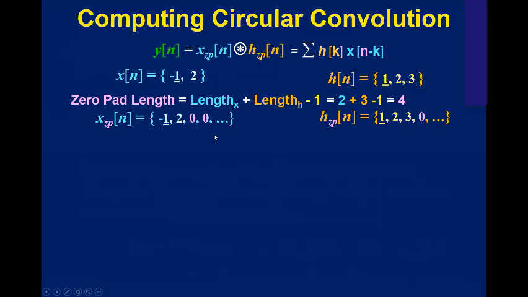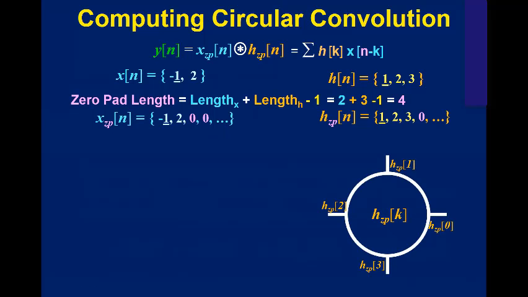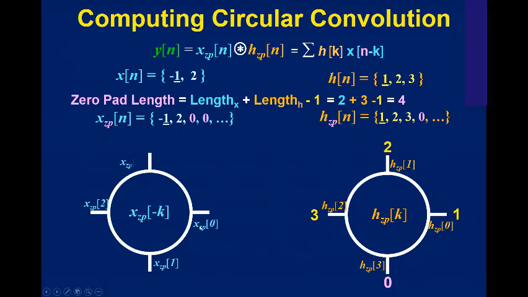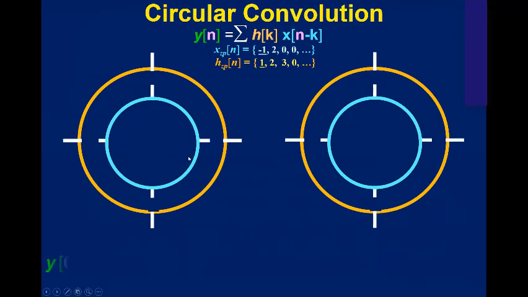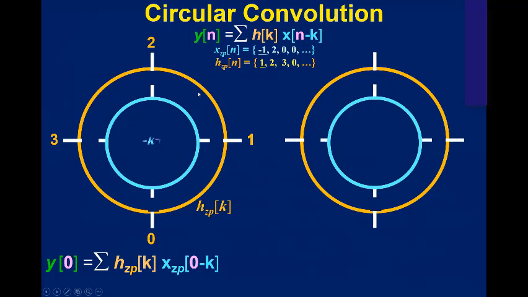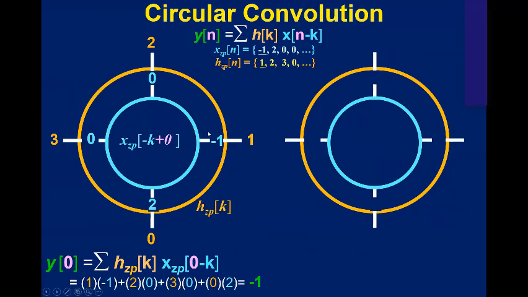After that, let's put those through a circular convolution. So we take our h and put our 1, 2, 3, 0 around the outside. Our x will reverse x and do minus 1, 2, 0, 0 around the outside there. And then let's run this through a circular convolution. For y of 0, we set up our h, 1, 2, 3, 0. Take our x, minus 1, 2, 0. Don't shift it. Do the products and the sums and get minus 1.